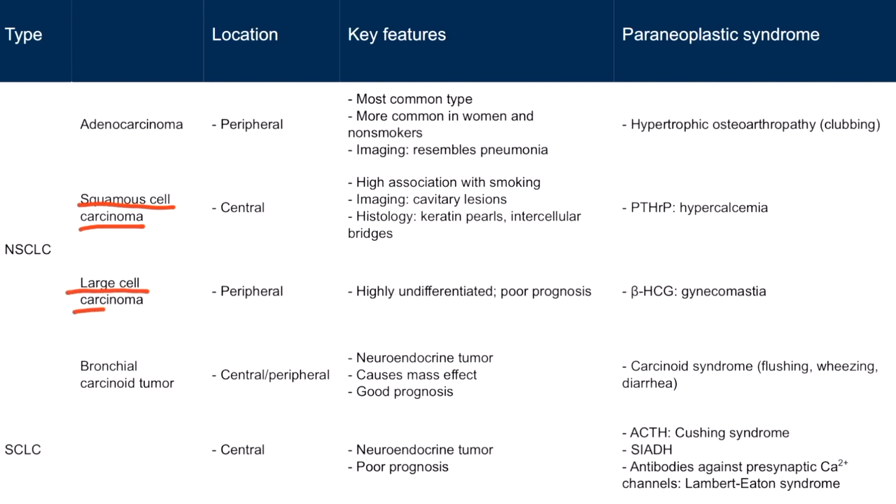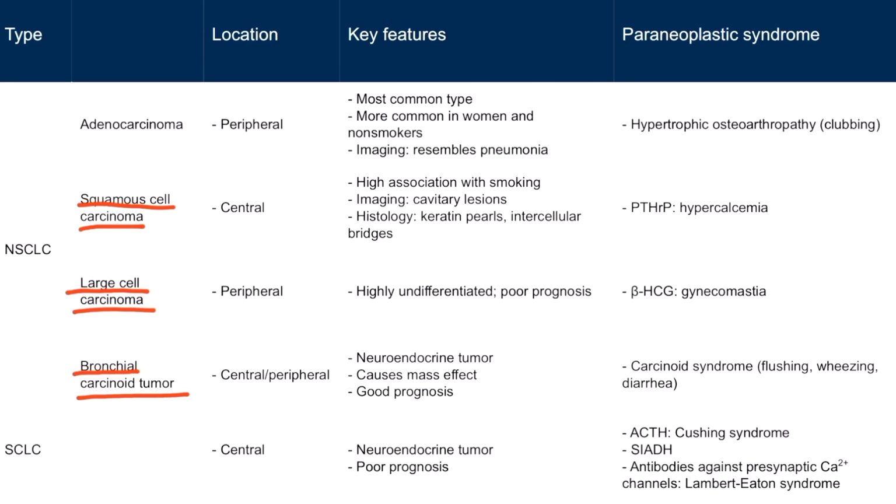Next, large cell carcinoma is a highly undifferentiated type of non-small cell lung cancer that's found peripherally and has a poor prognosis. It can secrete beta-HCG, resulting in gynecomastia, although this is relatively uncommon. Lastly, bronchial carcinoid tumor is a neuroendocrine tumor that can have a central or peripheral location. It has an indolent course and can cause symptoms of mass effect, such as wheezing. These tumors tend to have a good prognosis.